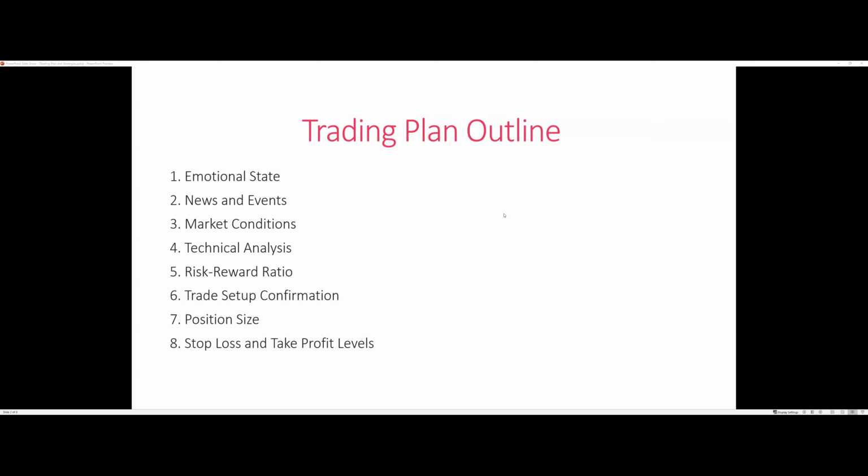The next one is the risk to reward ratio. It's exactly what type of risk I'm taking: how much money am I willing to lose and how much money am I trying to make? Then the next one is to make sure I have that confirmation before I enter. Then I decide on the position size and exactly where I stop and where I take the profits.